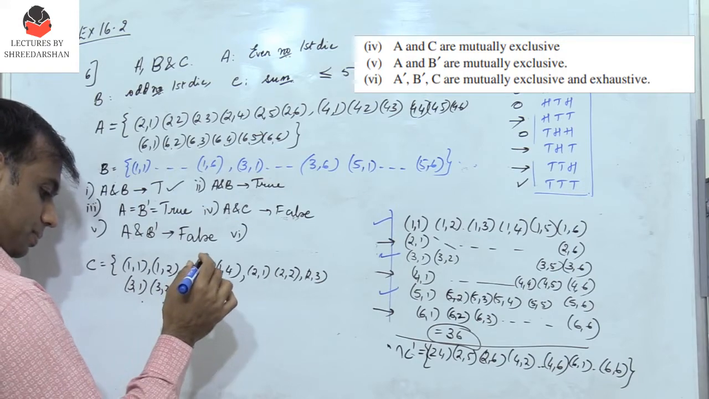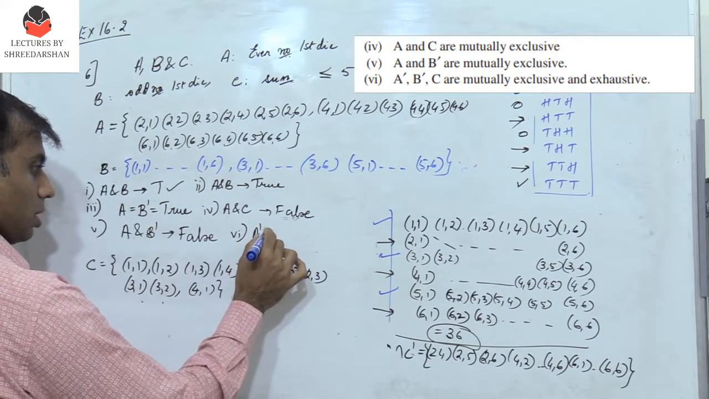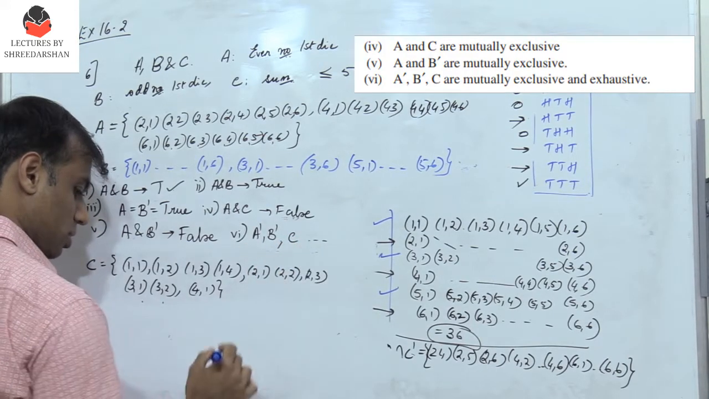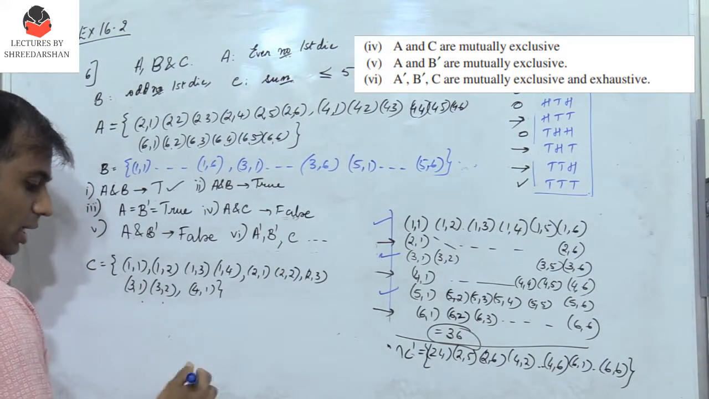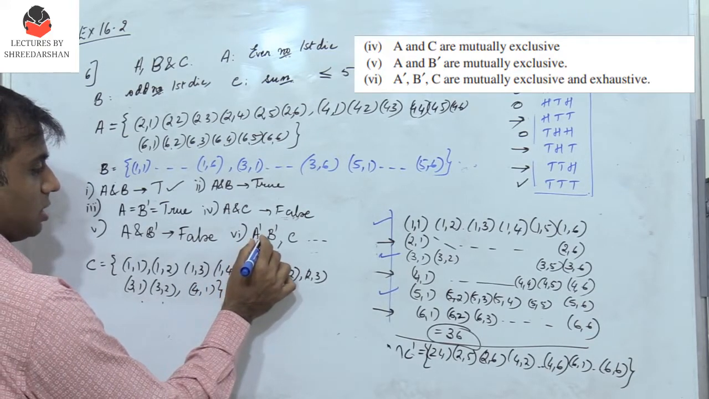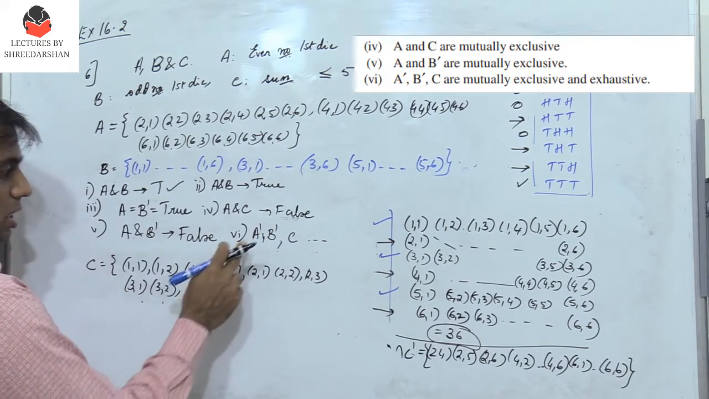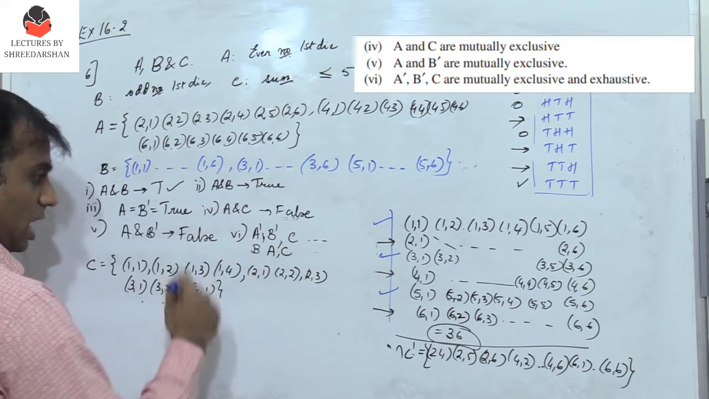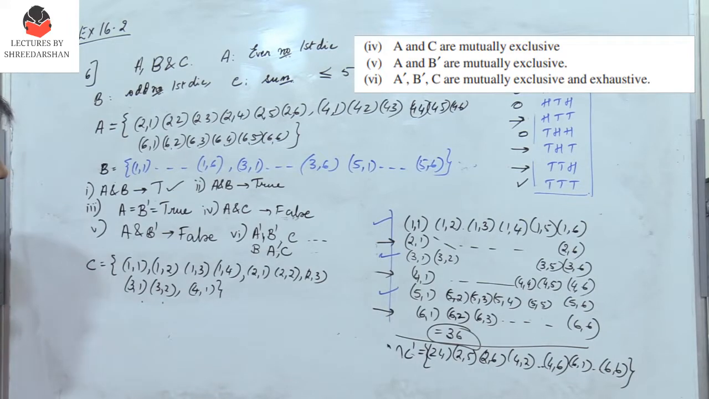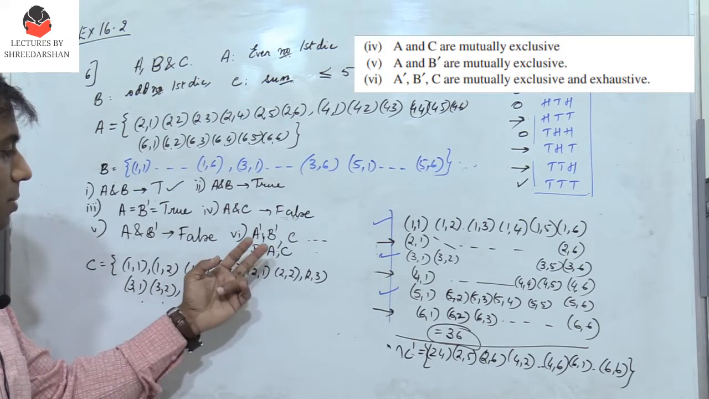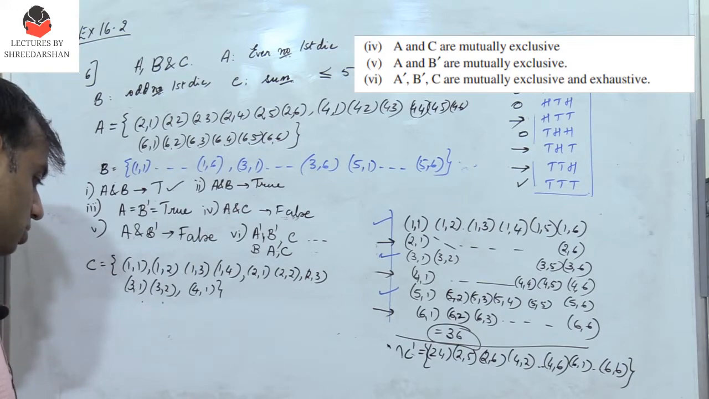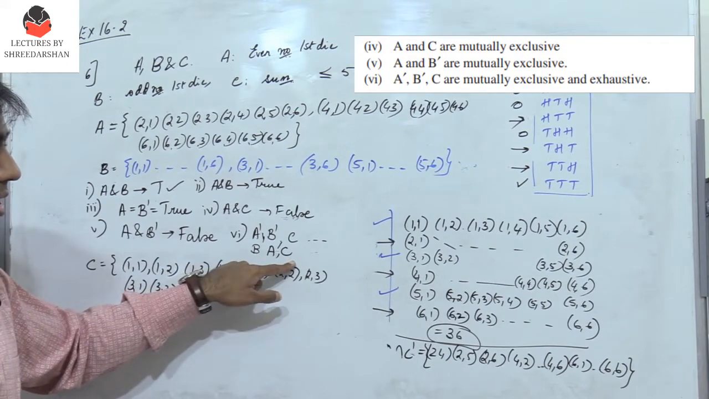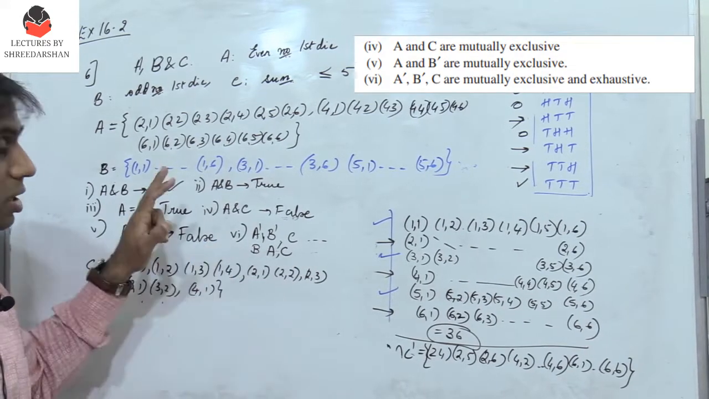Next, sixth one, A dash, B dash and C are mutually exclusive and exhaustive. So if I consider A dash, B dash and C, what is A dash? It is B. What is B dash? It is A. And I have C. Are they mutually exclusive? No. A, B are mutually exclusive, but not A, B and C. They are not mutually exclusive and exhaustive. It may be exhaustive if I consider A, B and C, it is exhaustive, but they are not mutually exclusive.